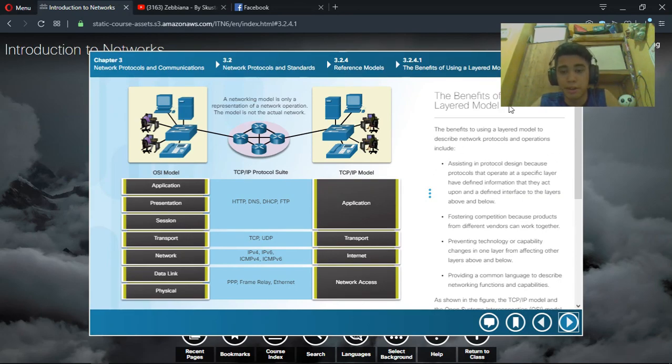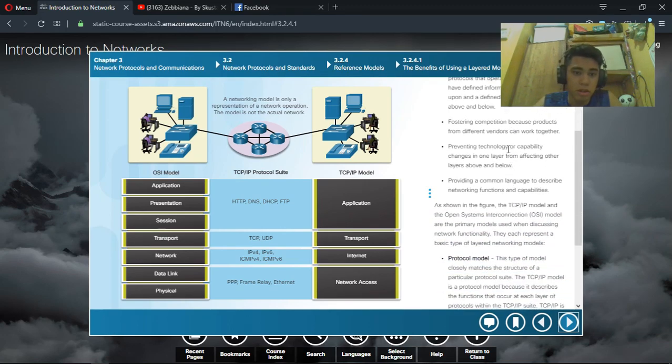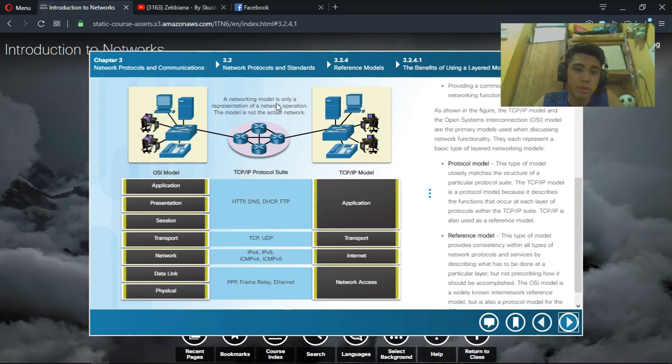Benefits of using a layered model. Benefits of using a layered model to describe network protocols and operation include assessing protocol design, because protocols that operate at a specific layer have defined information that they act upon and a defined interface to the layers above and below. A networking model is only a representation of a network operation. The model is not an actual network.